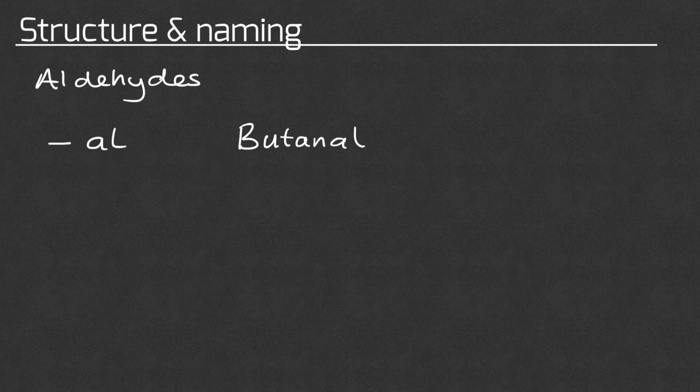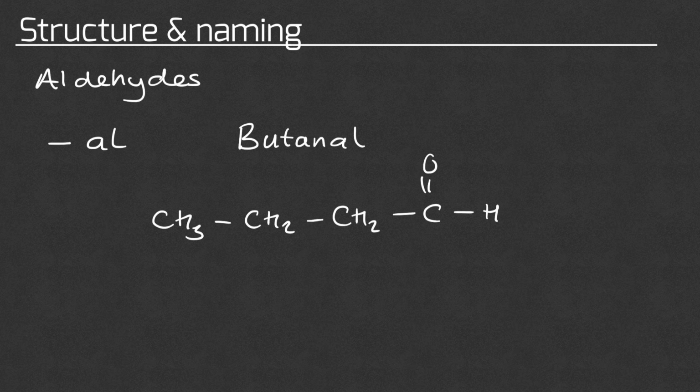We'll start off by looking at aldehydes. As you'll have seen in topic 5, looking at alcohols, aldehydes have the suffix -al, so an example would be butanal. And the functional group of an aldehyde is the C double bond O at the end of the molecule, so the H coming off the carbon can be considered part of this functional group as well.